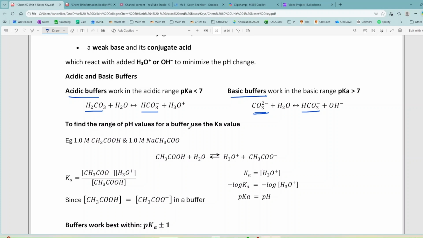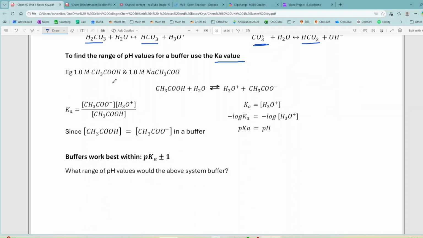But to find the range of pH values for a buffer, we're going to use the Ka values. So let's look at an example of CH3COOH. Let's look at an acetic acid buffer. This is the acid and its conjugate base present in equal concentrations. We would say that acetic acid plus water forms hydronium and CH3COO minus. The Ka expression would be CH3COO minus times hydronium divided by the acetic acid. But there's a condition here. Since the acetic acid and its conjugate base are in equal concentrations, we can actually cross them out and say that the Ka value will equal the hydronium concentration in solution.